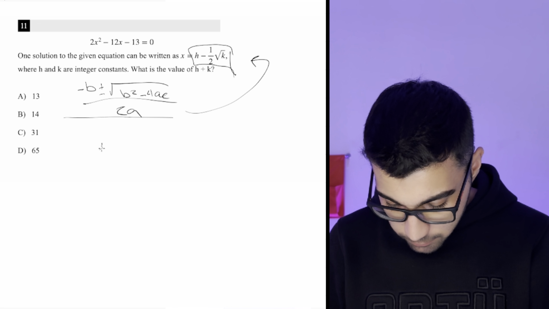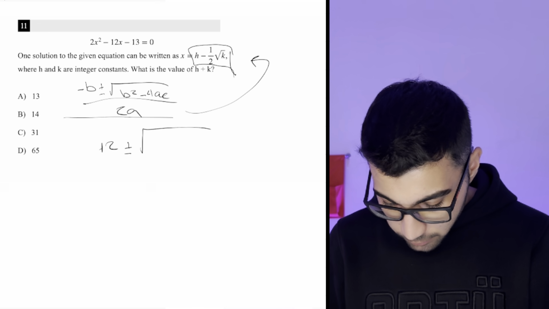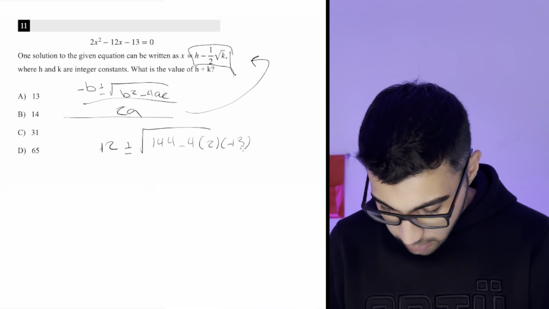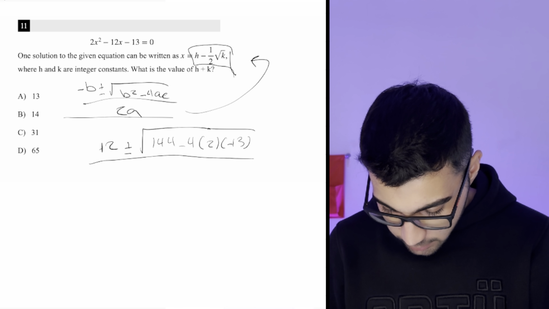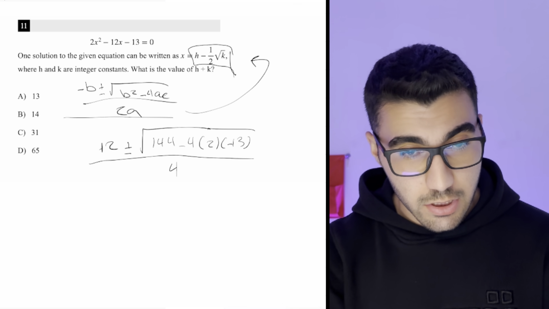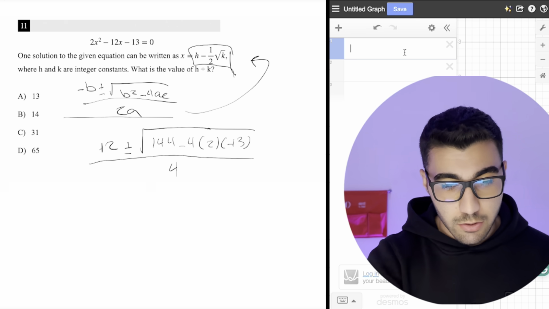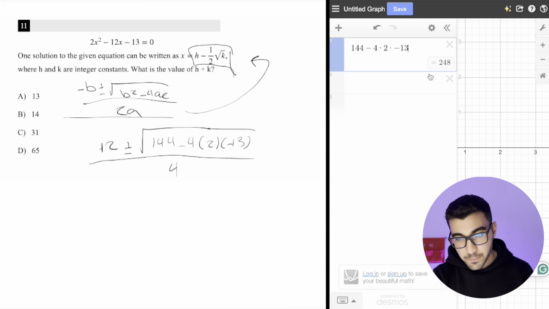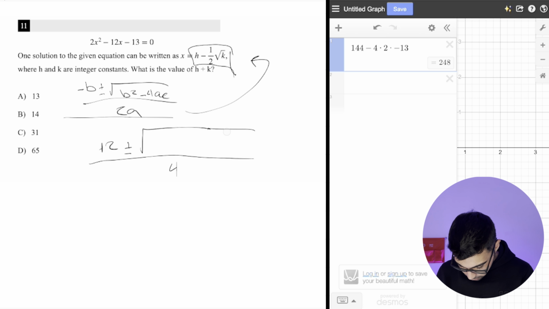Now negative b is going to be 12 plus minus square root of b squared, 144, minus 4 times 2 times negative 13, over 2a, so over 4. Now let's first simplify under the square root. What is going to be there on decimals? I do 144 minus 4 times 2 times negative 13. We get 248. Now let's just write 248 there under the square root, and then I'll tell you what you need to do.